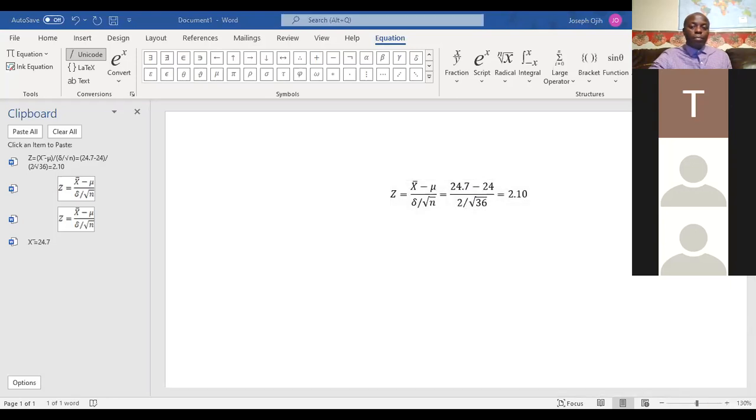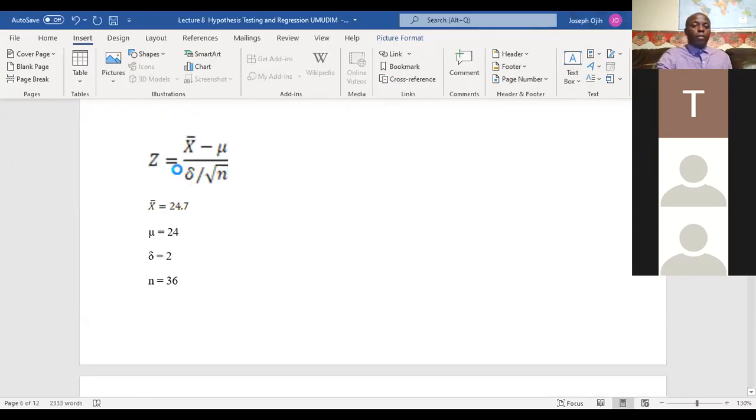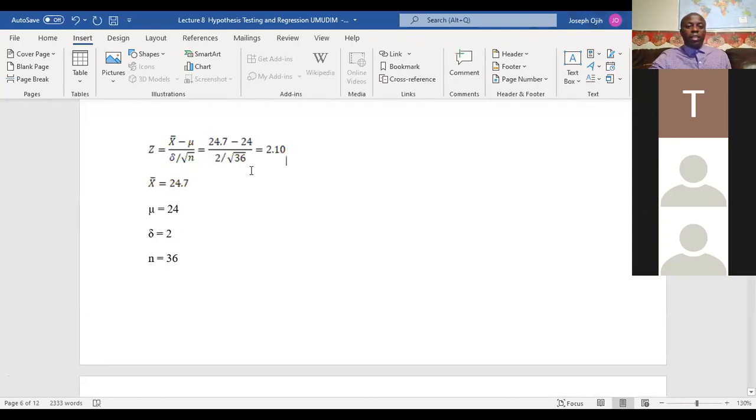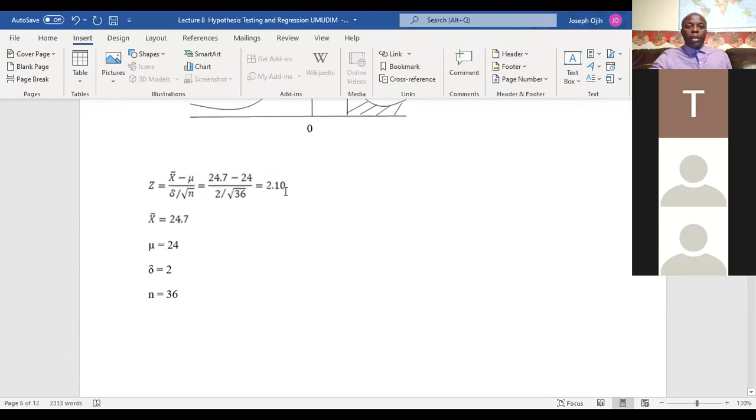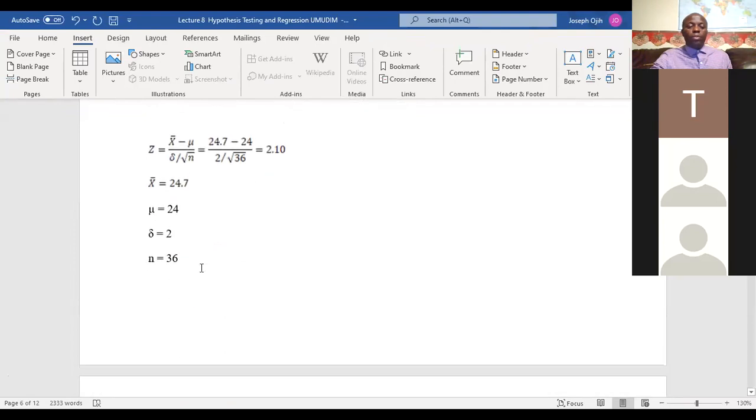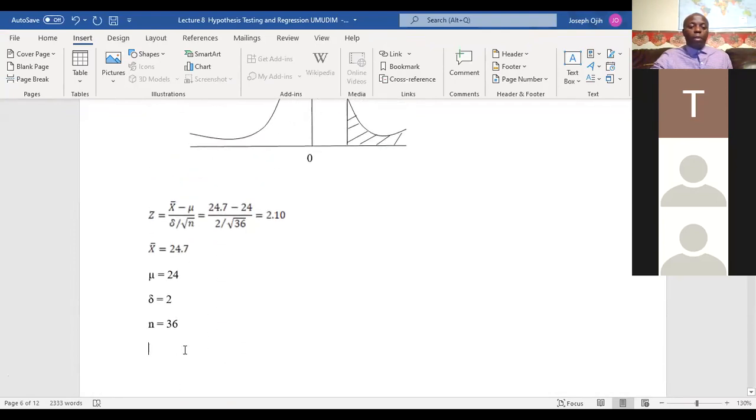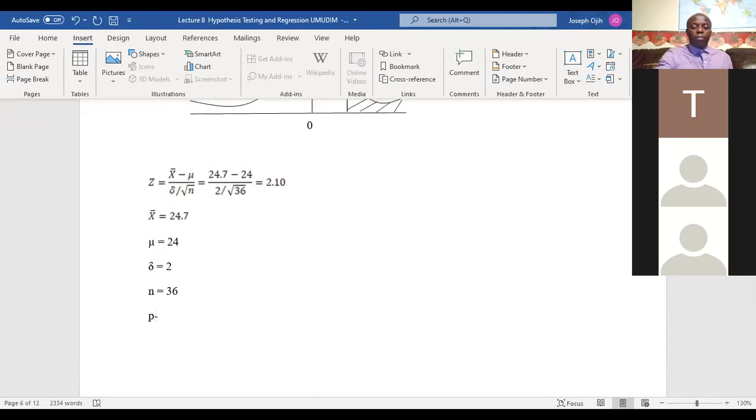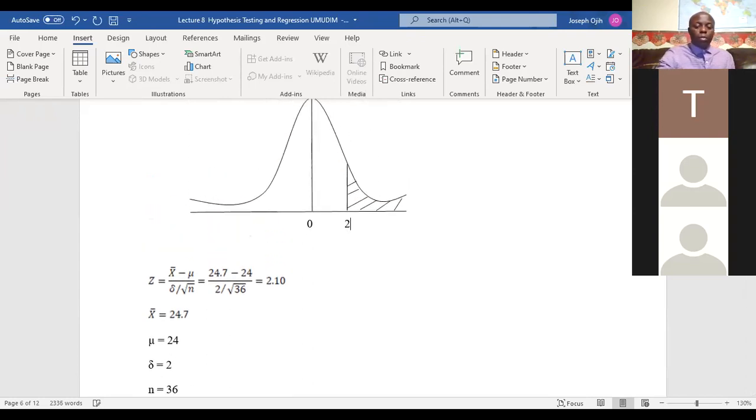Now, right here, copy it and put it right here. So 2.1. We have run the test to get our Z equals 2.1. With this Z of 2.1, we can now find our p-value. So I'm going to get the p-value now. This is the Z right here, which is at the tail, 2.10 at the tail. See right here, the tail.